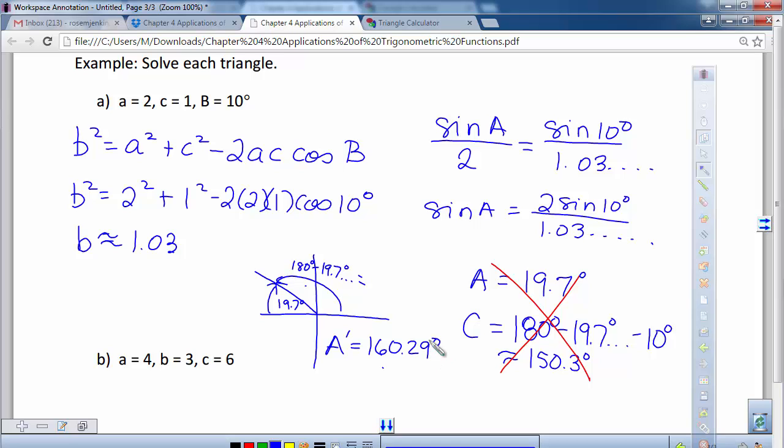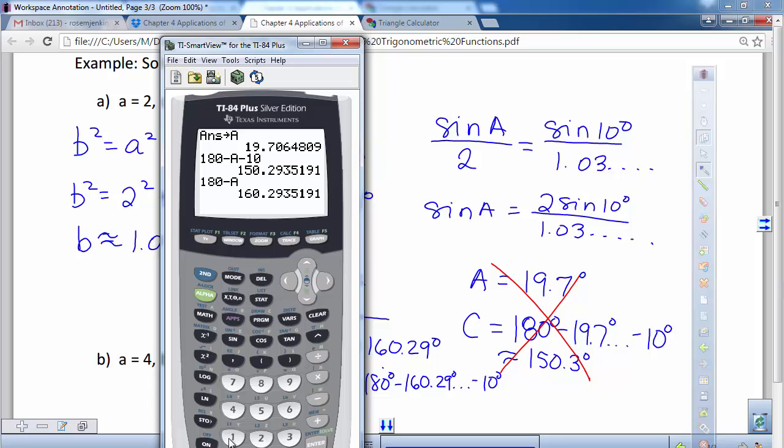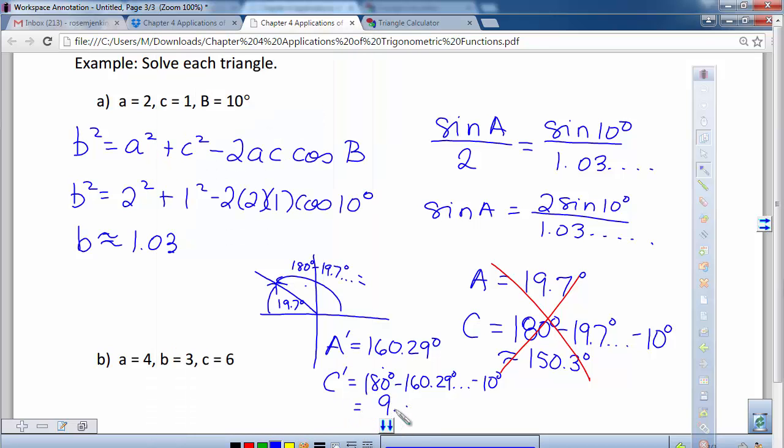All right. And from there, of course, we can get C prime. C prime is going to be 180 degrees minus this 160.29 degrees number minus 10. So 180 minus what we just calculated here. So I'll do second answer minus 10. And we get 9.7 degrees.